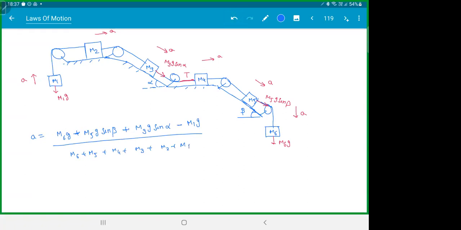Now the signs will take care of it. You don't worry. If numbers are given and I get this positive, it means the direction that I assumed is right. If I got minus, it means the direction I assumed is wrong. I have to take the reverse. Easy with this? But how will we find the tension?